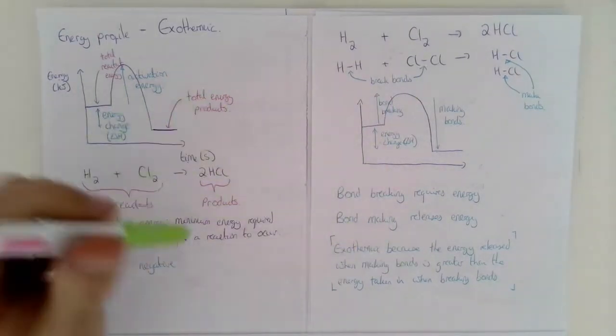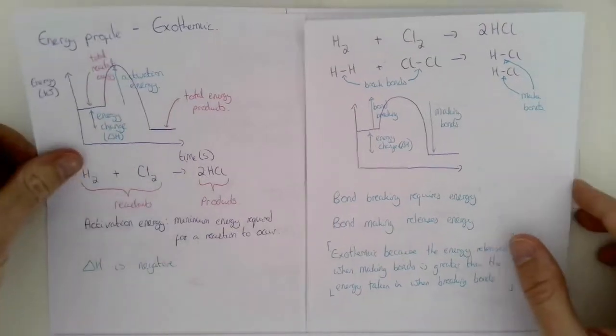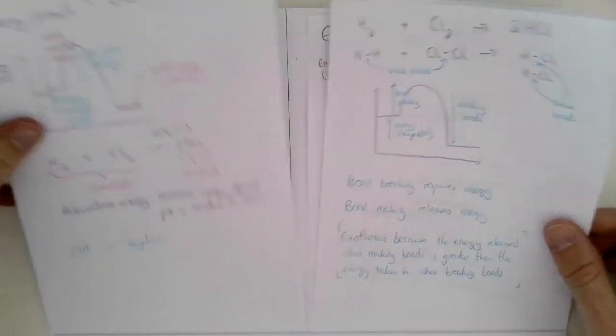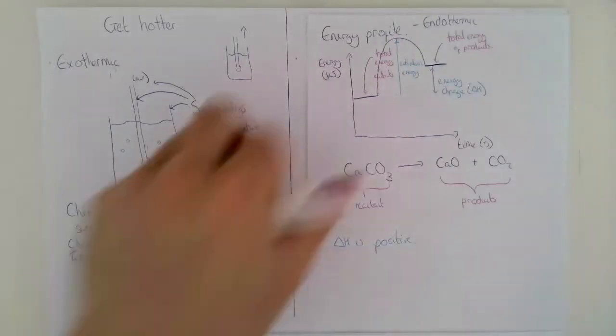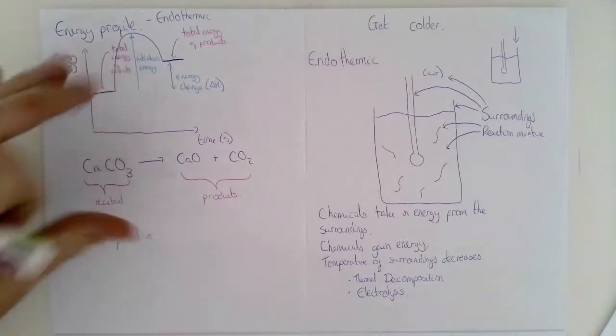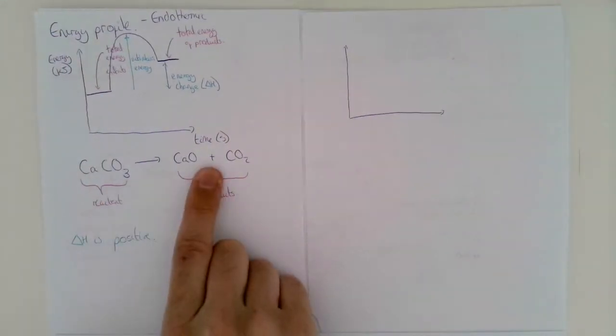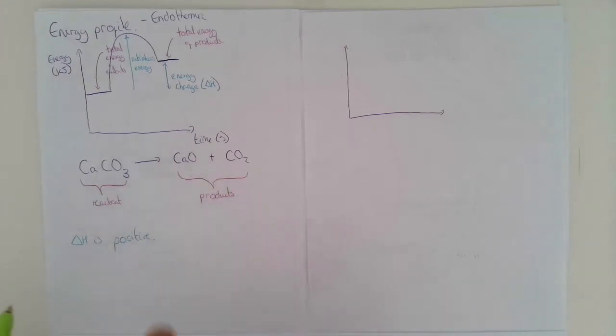So we'll do the same now. We'll look at the opposite story, but for endothermic energy profiles. So where did I put that? There it is. So endothermic energy profiles now. So there's my endothermic reaction from before. It could have been another one, but that's the one that I chose, and we said delta H was positive.